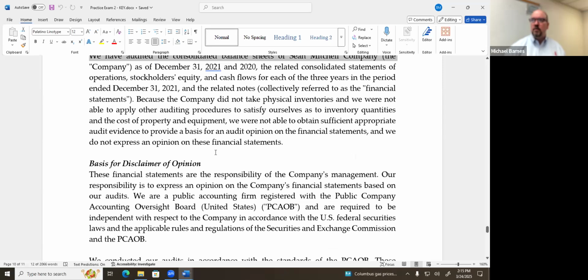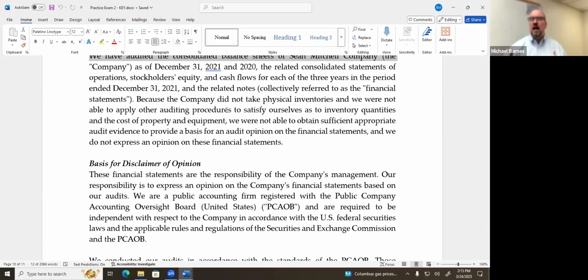Is everybody cool with that? Moving from this paragraph right to this paragraph right here, obviously there's something missing. What's missing here? It talks about the basis for the disclaimer opinion, but didn't we recall something when we looked at these examples?